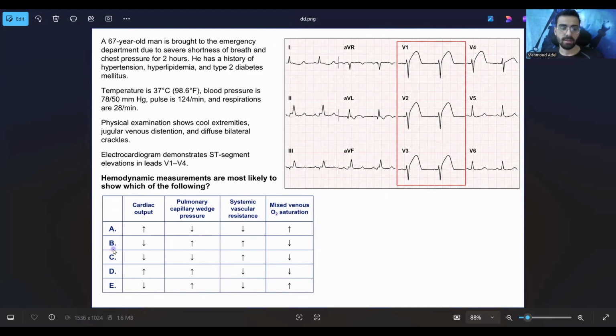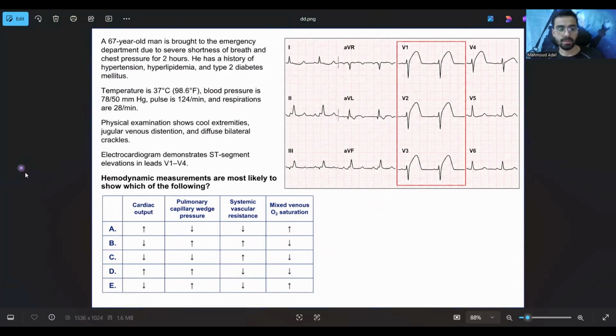Okay. The second answer has a low cardiac output with a high PCWP, high systemic vascular resistance, and low O2 saturation, and this is the right answer. Okay. Low cardiac output, high PCWP because of the back pressure to the left atrium, and high systemic vascular resistance as a compensation for the low cardiac output and a low O2 saturation. Okay. The third answer has a low cardiac output, low PCWP, high systemic vascular resistance, and low O2 saturation. That's the answer for a hypovolemic shock. Okay. So the right answer is the second answer.